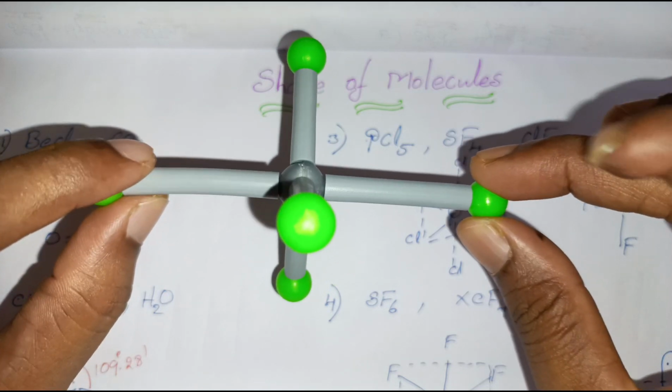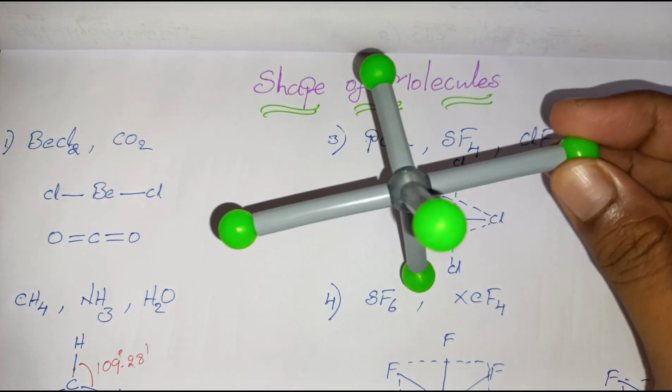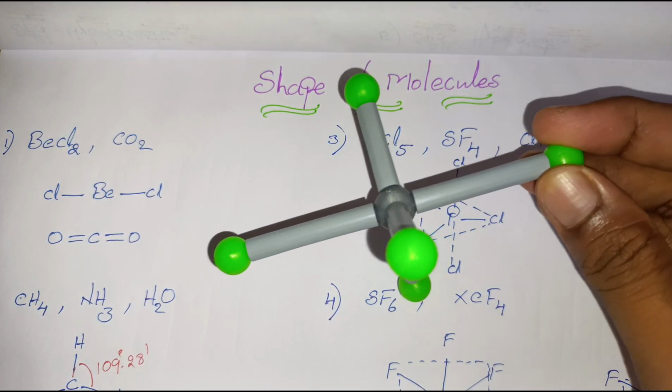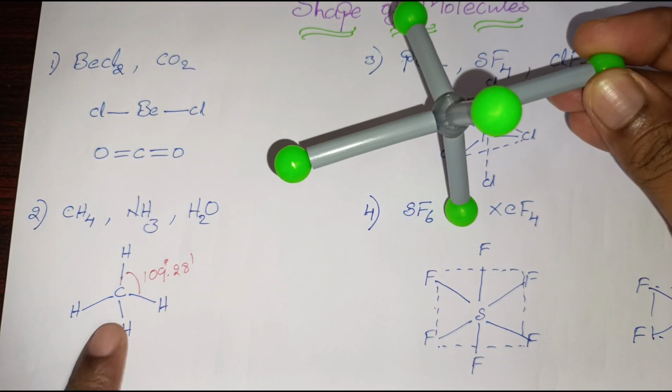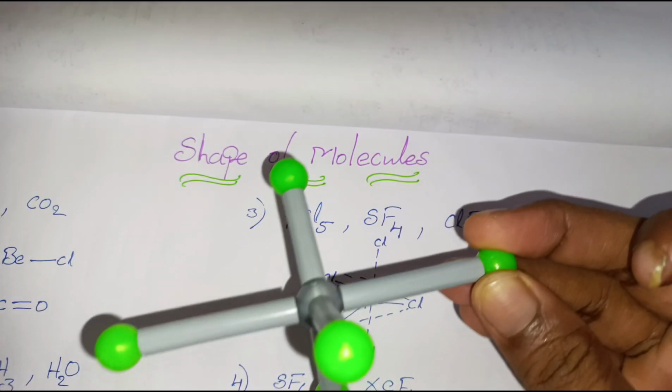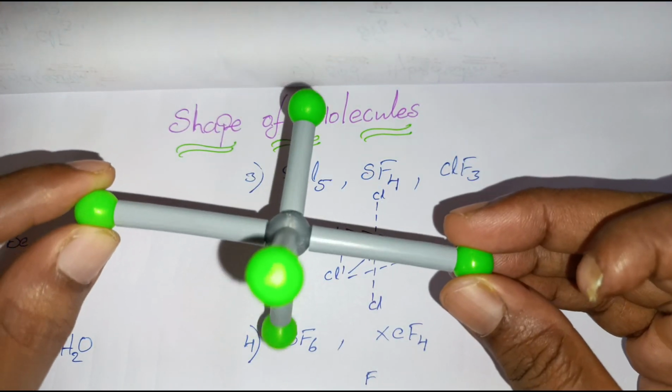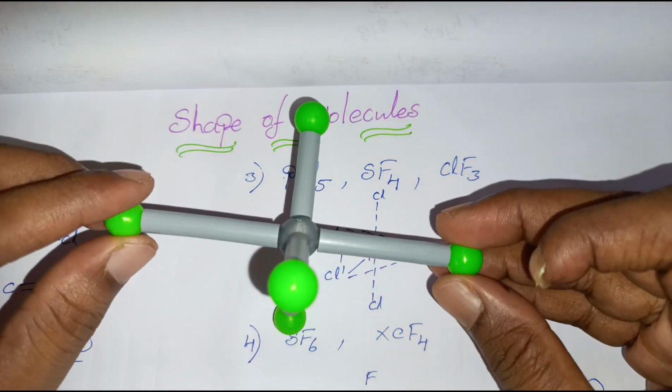It is a non-planar molecule. Methane is a non-planar molecule because all the atoms are not in the same plane. PCl5 is a non-planar molecule. Ammonia is a non-planar molecule.